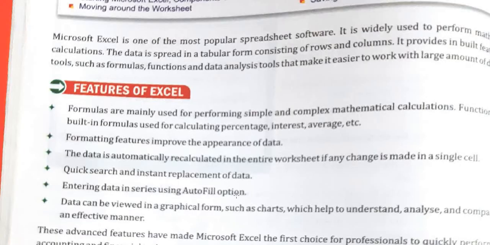Now let's see the features of Excel. Formulas are mainly used to perform simple and complex mathematical calculations like addition, subtraction. If we want to calculate the percentage, average, all these things can be done here in Excel, right? Interest, average, everything. Formatting features improve the appearance of data. Formatting features means like that of Word, we can change the color of the text, we can change the alignment of the text in a cell. Everything is possible, right? We can make it bold, we can apply different kinds of borders. A number of features are there for formatting, right?